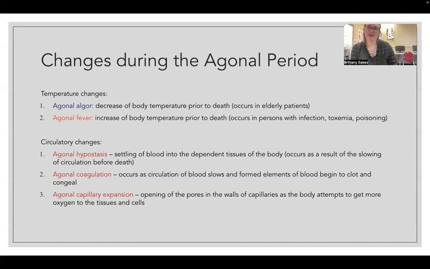Hypostasis is the actual process that causes that. And when we talk about postmortem changes, there's a discoloration known as livor mortis, which is caused by hypostasis after death. So this is still agonal. Agonal coagulation occurs because the blood circulation has slowed. The blood begins to clot and congeal. Agonal capillary expansion is the opening of pores in the walls of capillaries. This is the body's attempt to get more oxygen to the tissues and cells.